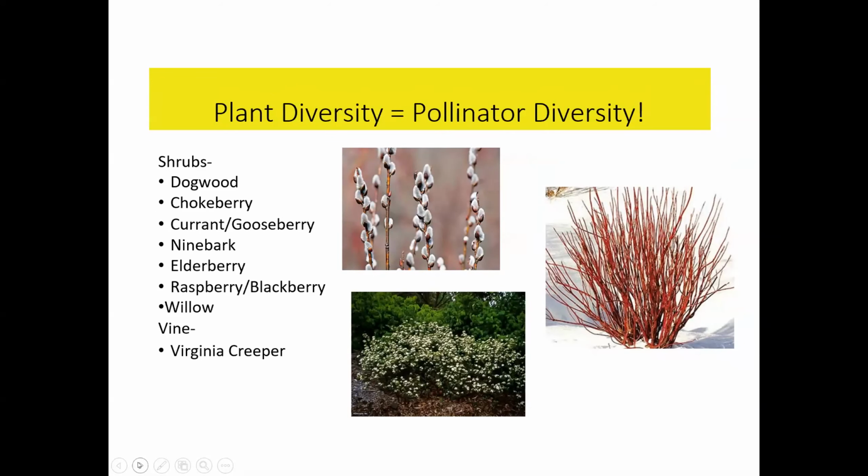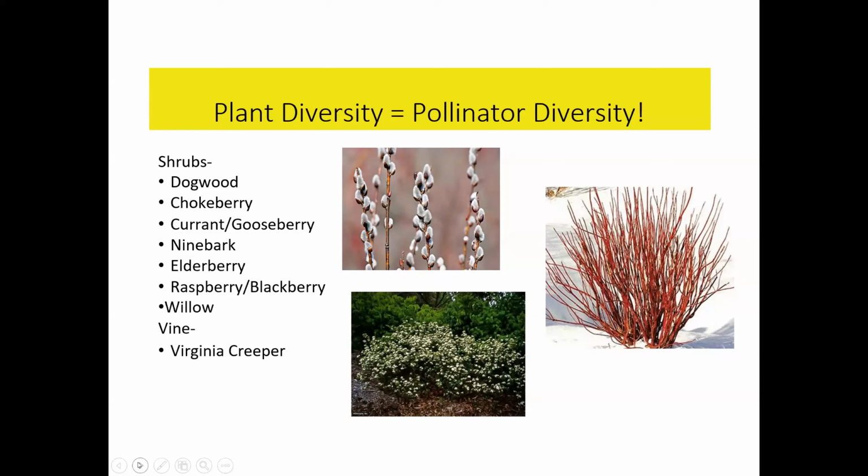Some of our native shrubs are dogwood, and this is a picture of dogwood on the right here. This is the red twig dogwood. Looks very nice in the winter against the snow. Chokeberry has edible berries, edible for people, as do currant and gooseberry. There's ninebark again, which comes in different cultivars with copper-colored leaves. Elderberries, raspberries, and blackberries, also all edible plants for people. And our willow species, which basically are the shrub-type willows. We're not talking about weeping willow here, we're talking about the small shrub willows.